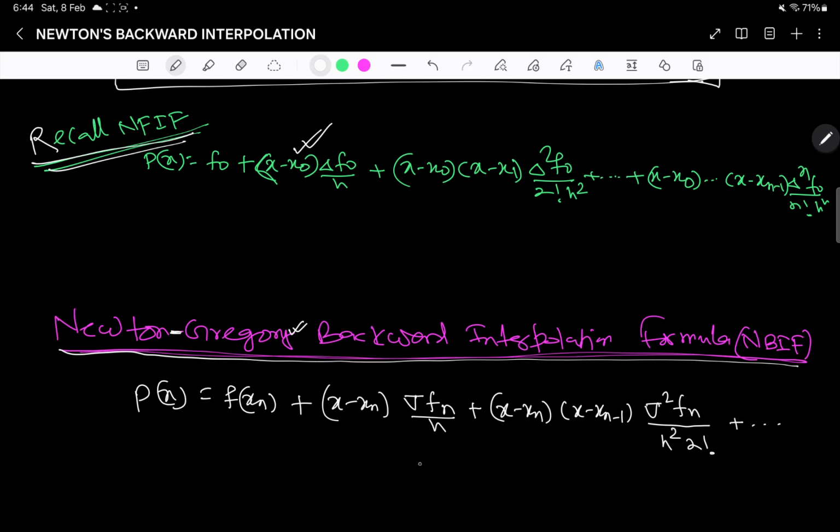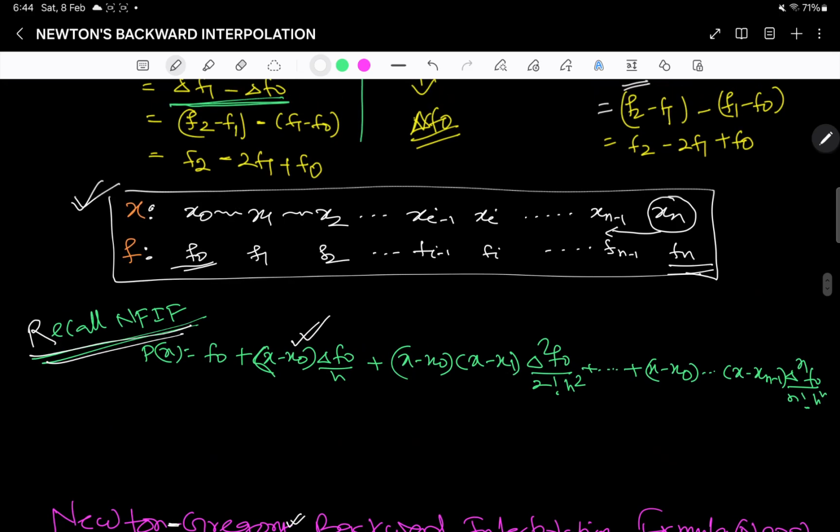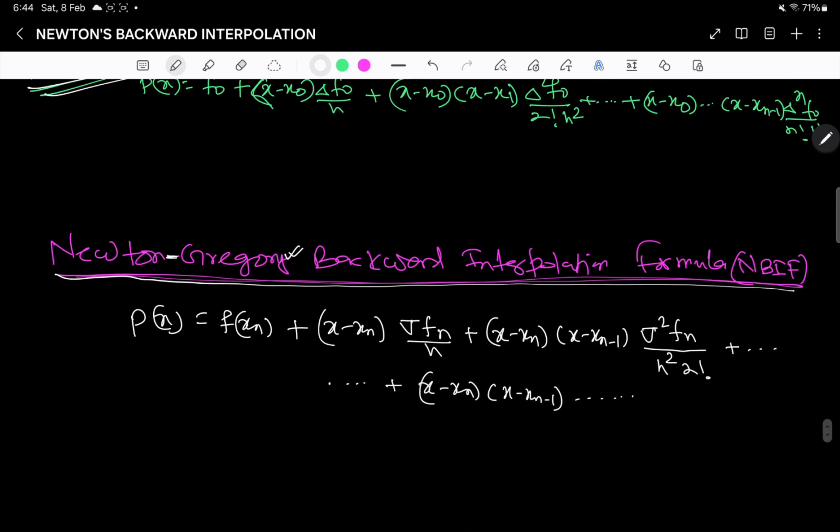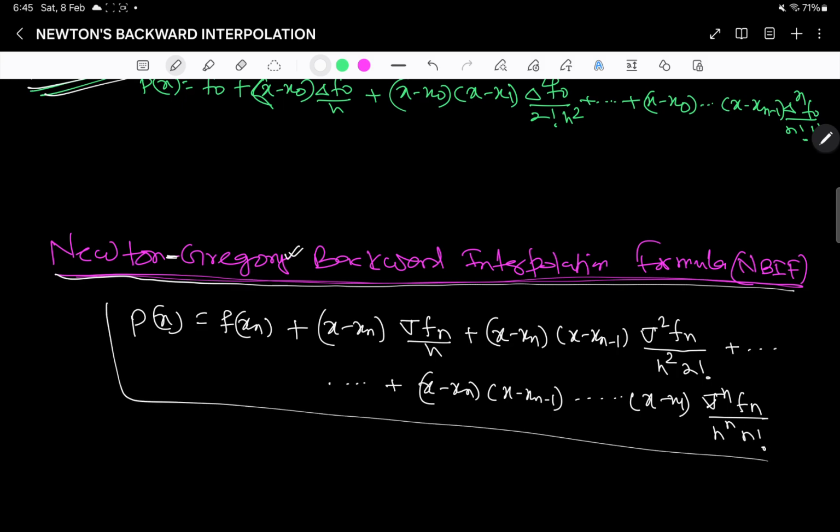If you go on continuing like this, it will be (x minus xn) (x minus x(n-1)) and it will come up to the last. In the previous case it has come up to this, right? So here it will come up to x minus x1. It is del n fn, means f(xn), by h to the power n into factorial n. So this is the necessary formula.